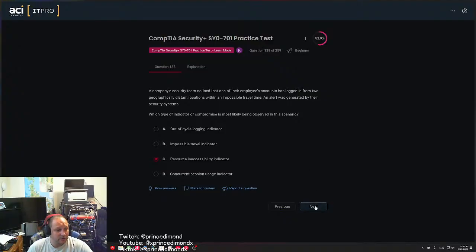All right. So we're going to the next. Oh, I don't remember hitting that. Whoops. Let's ignore my answer for right now. A company security team noticed that one of their employees' accounts has logged in from two geographical locations within an impossible travel time. An alert was generated by their security system. What type of indicator of compromise (IOC) is most likely observed with this scenario? It's gonna be impossible travel. Could be a concurrent session, but you can do that locally. But from two different locations, the location is going to be your key thing. Yeah, impossible travel.